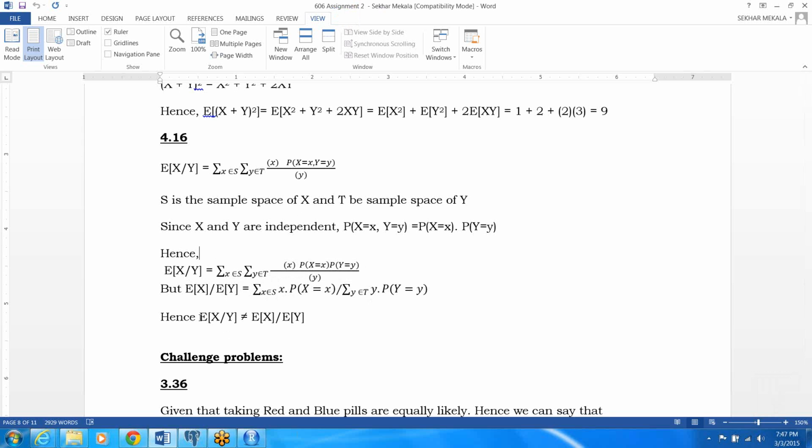One thing to be careful of, it's not a not-equal sign, strictly speaking. It's not guaranteed to be equal. You can also find cases where the expected value of x divided by y is equal to the expected value of x divided by the expected value of y. So there are cases where it's true, but it's not always true.